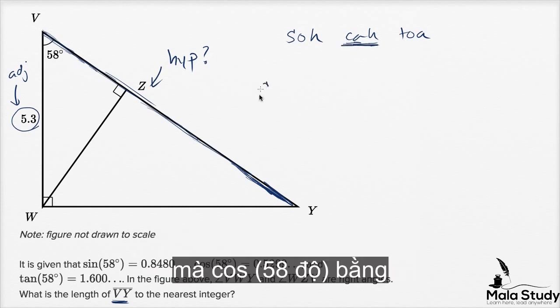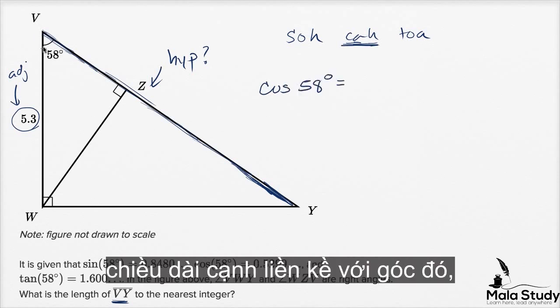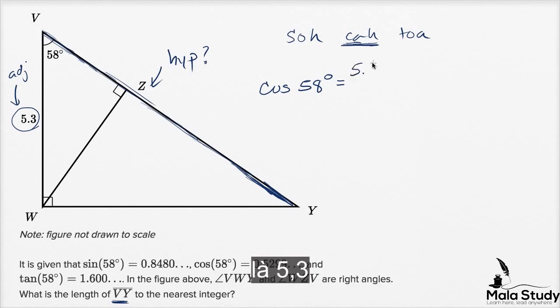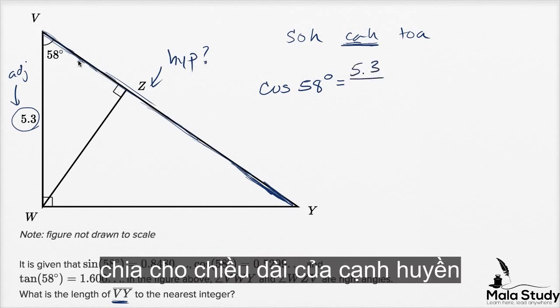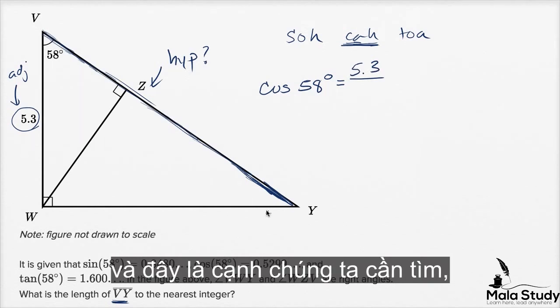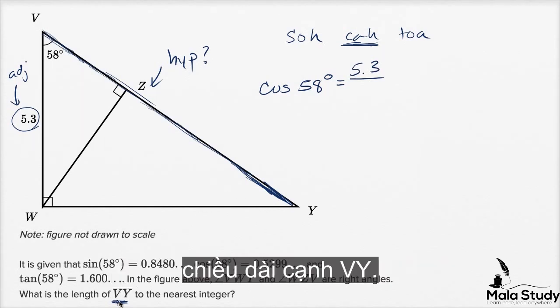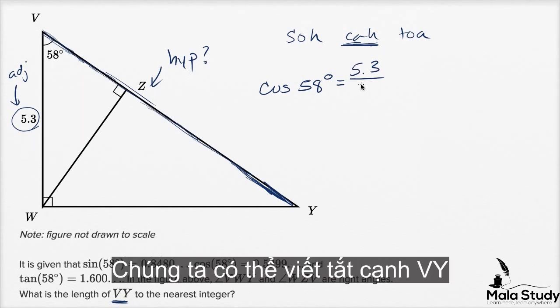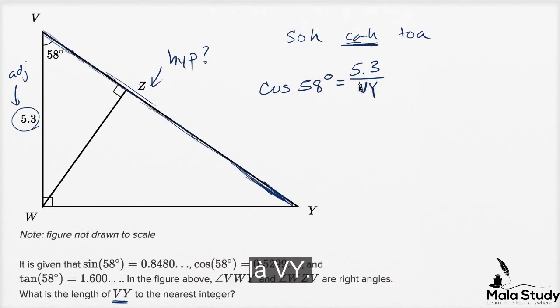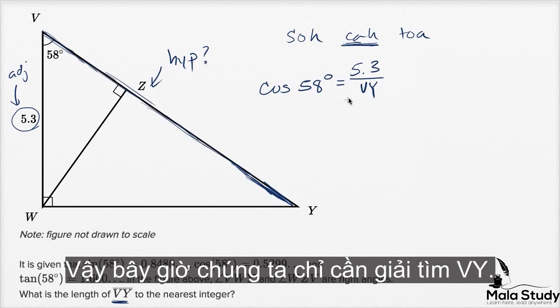So the cosine of 58 degrees is going to be equal to the length of the adjacent side to that angle, 5.3, divided by the length of the hypotenuse. And that's actually what we care about. That's the length of segment VY, which we could just write VY without writing the line above it. And this means the length of VY. And so now we could just solve for VY.